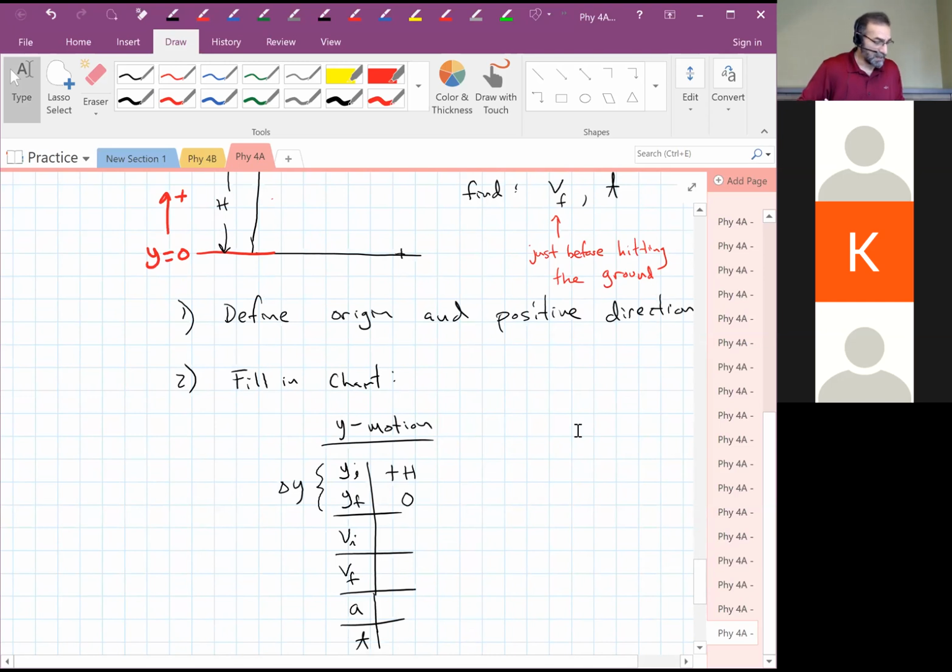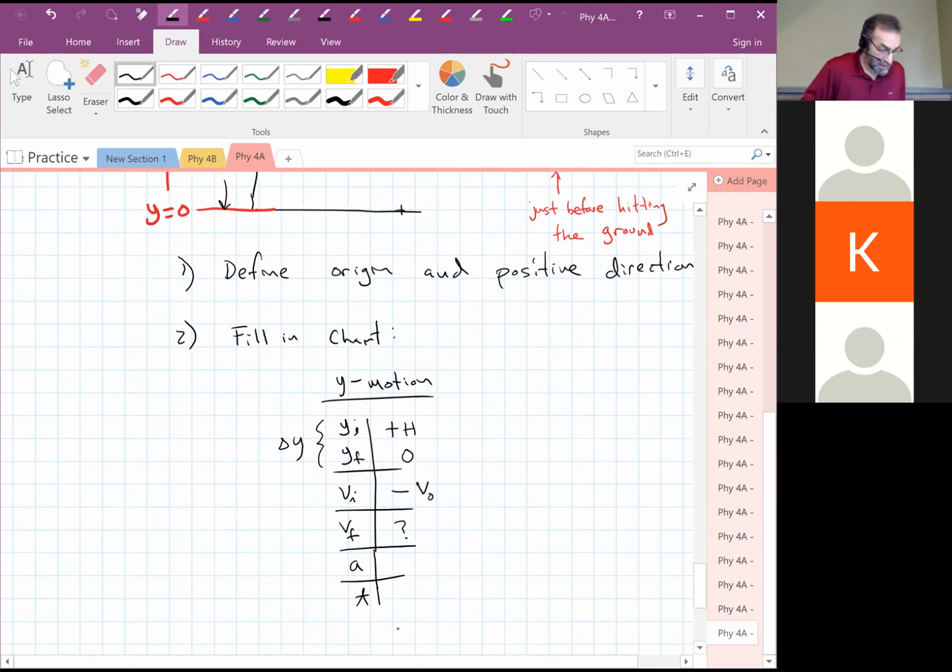And our initial velocity was given, it's v0 in the downward direction, which is our negative direction. V final, we don't know. We're trying to solve for that, right? Acceleration, we do know. It's just the acceleration of gravity, which is 9.8 meters per second squared, but it's in the downward direction, which is our negative direction. And then time, we do not know. Those are the two unknowns that we can solve for.